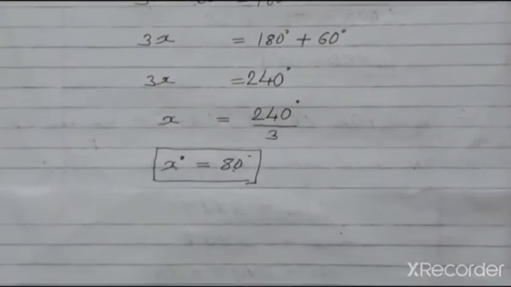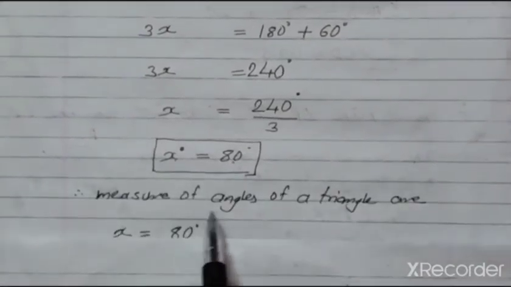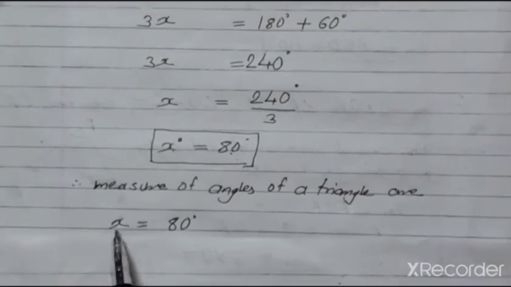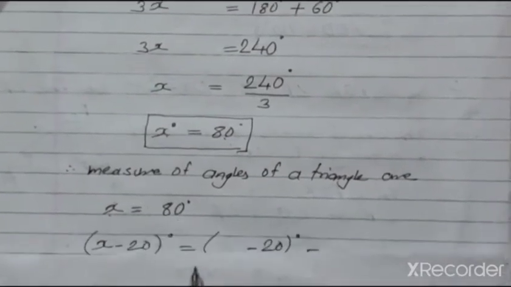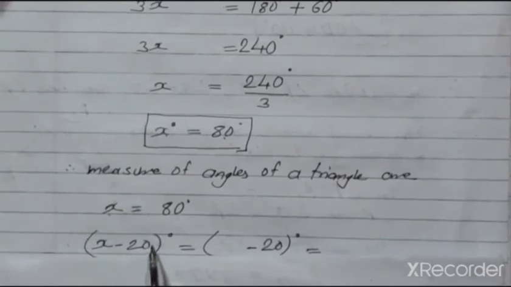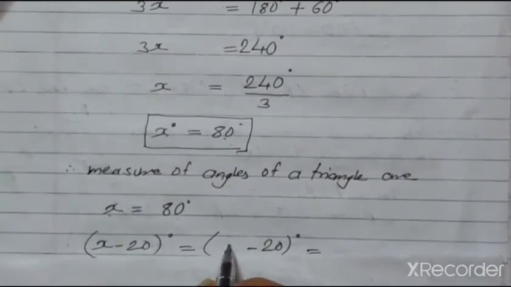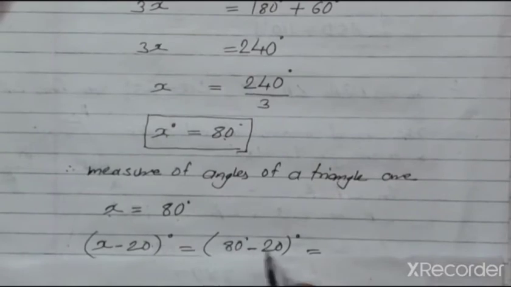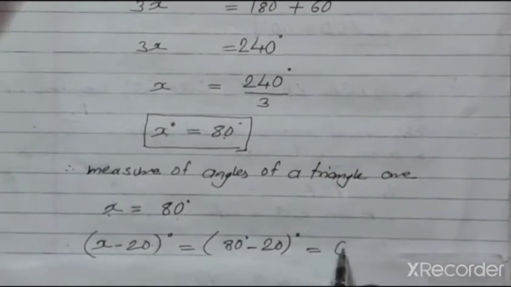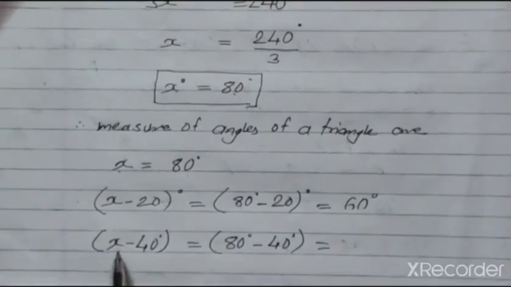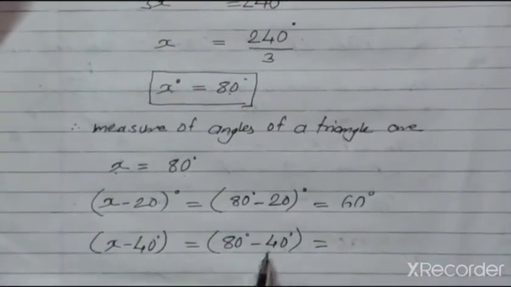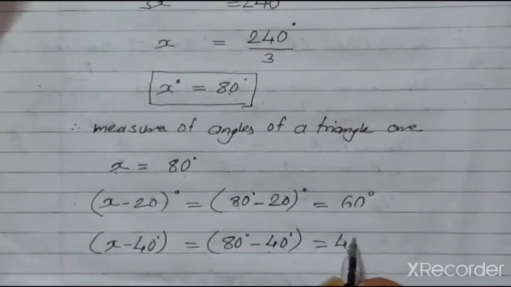So let us find the remaining two angles. The measures of angles of the triangle are: our first angle was x degrees, which is equal to 80 degrees. Second angle is x minus 20. So let us substitute the value of x here. So 80 minus 20 becomes 60 degrees. Next one, the third angle, x minus 40. So 80 minus 40, we get 40 degrees.